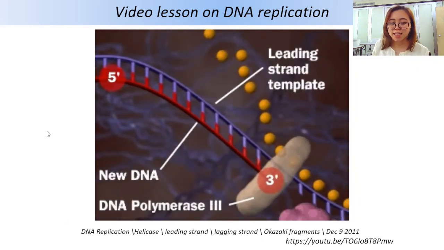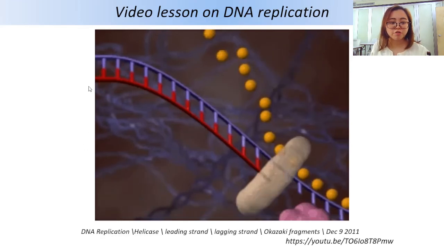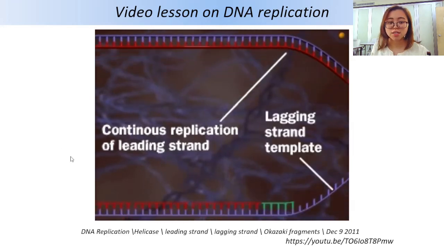When the new DNA is formed in the direction of the origin of replication towards the replication fork, ataupun dalam erti kata lain, DNA baru itu sedang ikut ngam-ngam di belakang helicase, itu adalah leading strand. So as you can see here, this is the leading strand. It's following right behind DNA helicase. What is elongating it is DNA polymerase 3 from 5' to 3' direction. So it is a continuous replication of the leading strand.